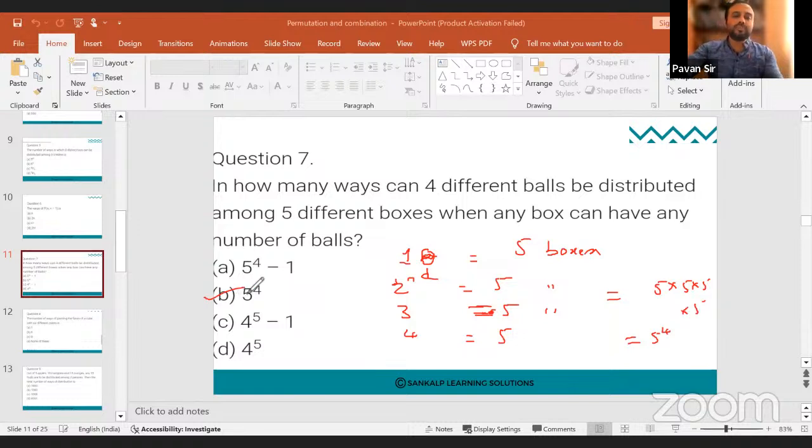5 raised to 4 ways we can arrange the balls. That means 625. We have 625 different ways to place the balls in the boxes. Okay. Is that clear? Next question.